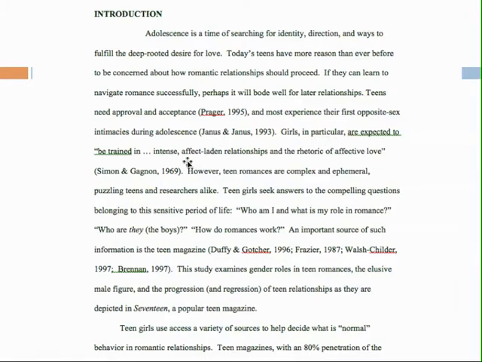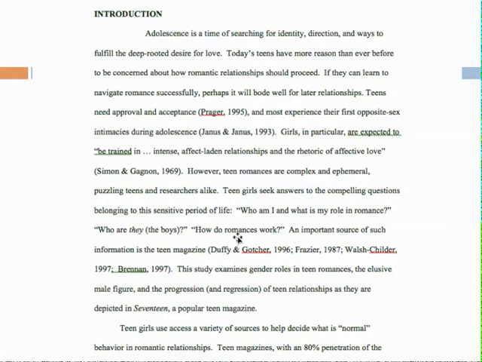Girls are expected to be trained in effective love. So we mention these things to talk about how teens and girls in particular think, what kind of communication needs are there, and how they often ask questions. So I move on to my questions that a teen girl might ask. Who am I? What is my role in romance? Who are they? How do romances work?